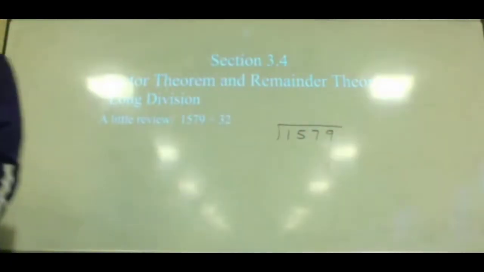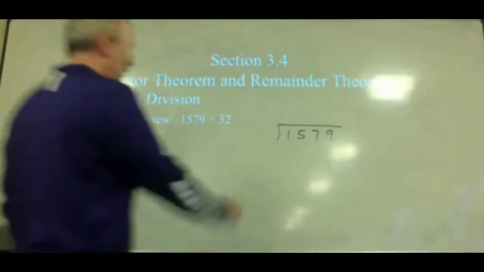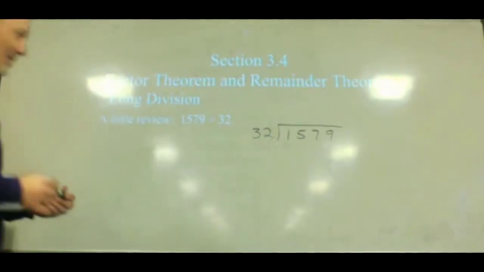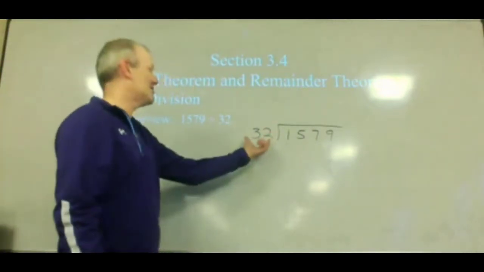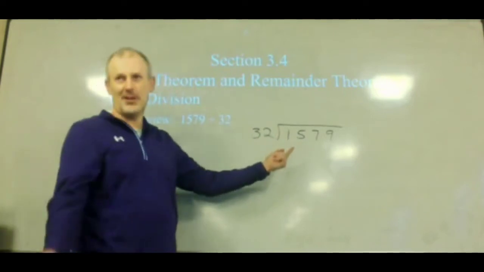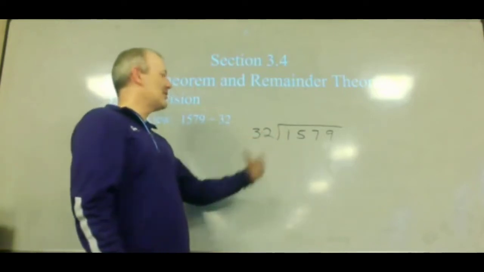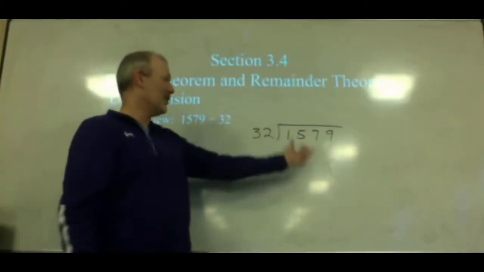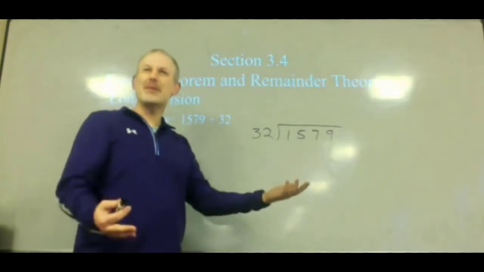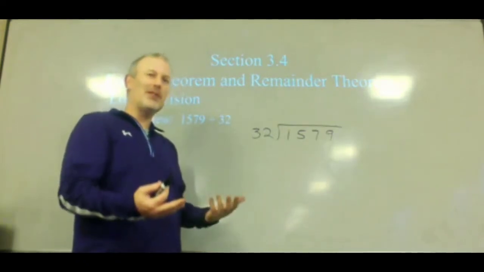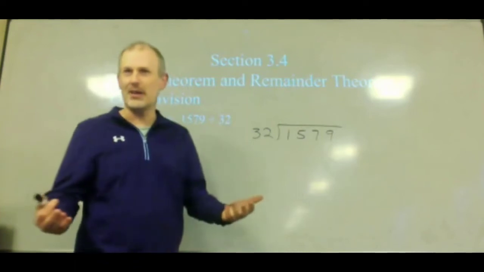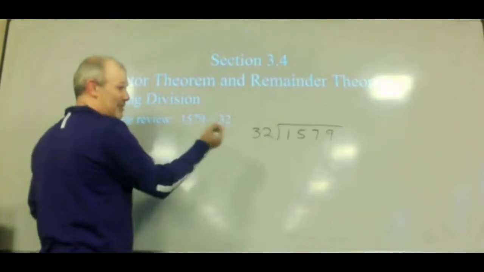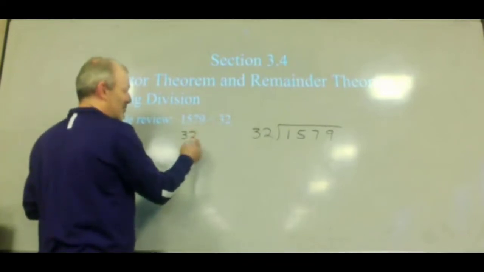1,579 is going to go in there, and then we put the 32 on the outside. Then we ask ourselves, how many times does 32 go into 1? It doesn't. How many times does 32 go into 15? It doesn't. And then how many times does 32 go into 157? That's where we have to estimate a little bit. It probably goes in there about how many times do you think? 4. Okay, that's a good guess. Usually people say 5, but okay, so 32 times 4.